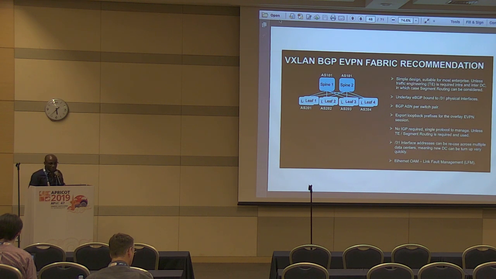So the underlay eBGP is bound to the /31 interface IP address. Over the eBGP session, you export your loopback addresses.